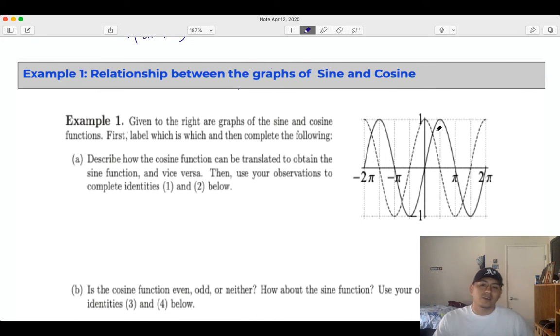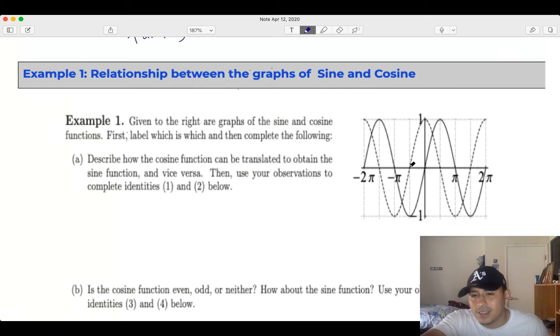You can see on the right, you're given the graphs of sine and cosine. First things first, I want you guys to label which is which and then complete the following. Make sure you copy this graph down onto your notes, and tell me which one is the sine function and which one is the cosine function. Then it says, describe how the cosine function can be translated to obtain the sine function and vice versa. Then use your observations to complete the identities 1 and 2 below. But we'll do that at the very end.